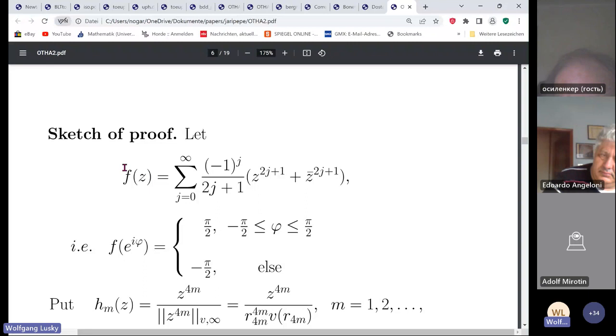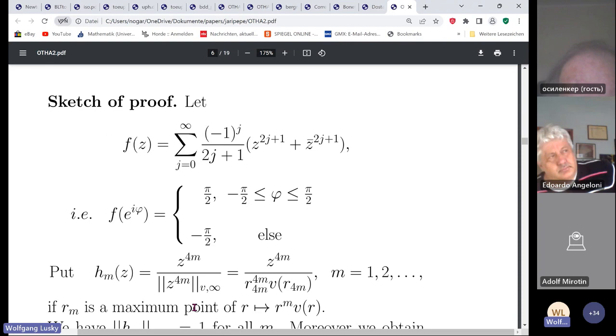And I want to apply this to the monomials z to the 4m, where m is running through all the integers. And here I take the norm of this monomial down here. So we have a normalized element in capital H sub v infinity. Now, before I go on, I would like to explain this notation here.